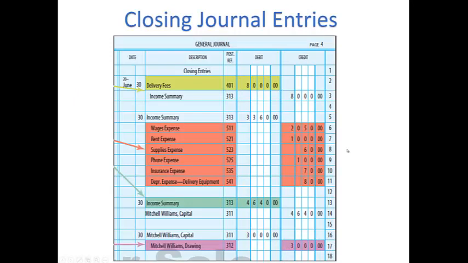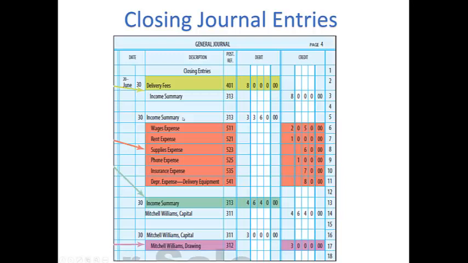Right, this is what those entries will look like in your journal. Just like when we did adjusting entries, we're going to enter closing in the description here. And here is the revenue that we closed. We debited it. So when we post this debit to our general ledger, delivery fees will go to 0. And then income summary will have a credit of $8,000.